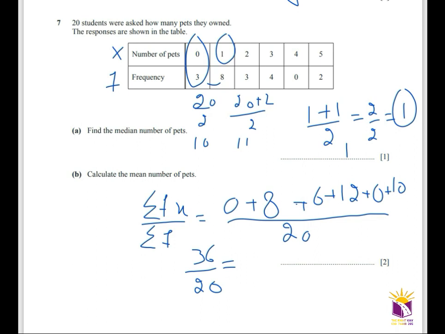It will be equal to 18 by 10, or you can write it as 1.8. So the mean number of pets is 1.8.